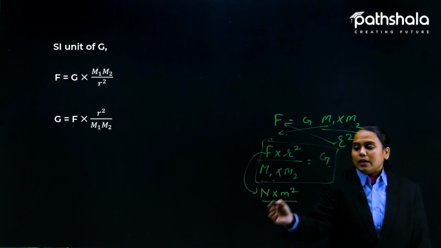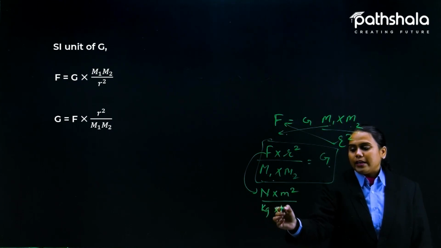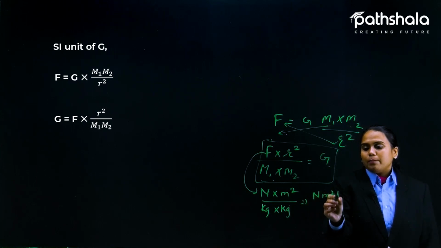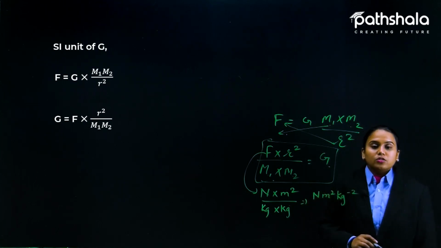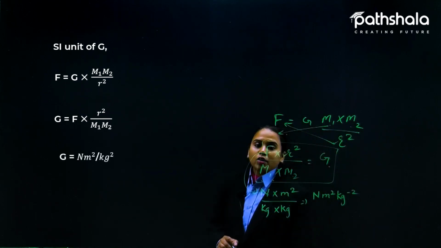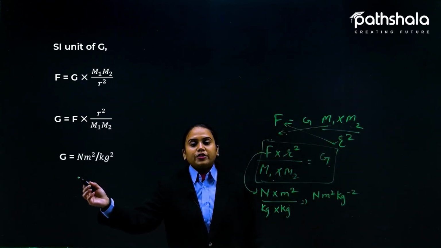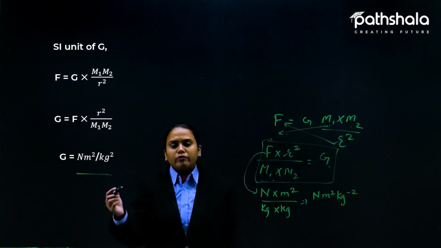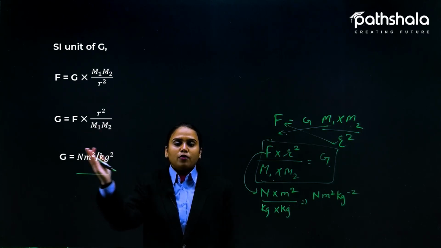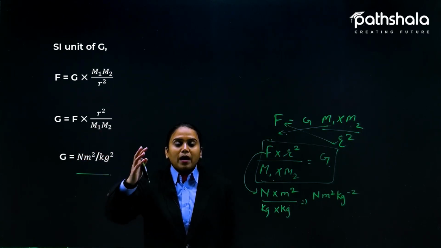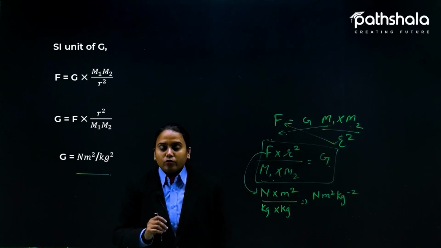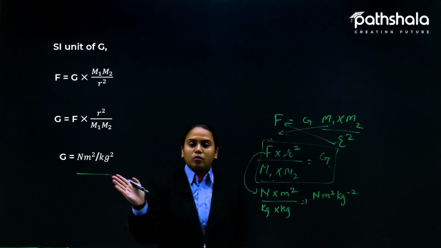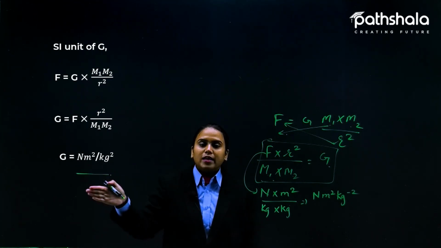Fine. Now mass means kg, multiplied by kg, so you will get kg square also. So it is Newton meter square per kg square. This is the SI unit of the gravitational constant G. This is not a tough thing. You can take it out by the formula and transferring the values to the other side. You don't need to learn it or mug it up. You can just trace it out by yourself.